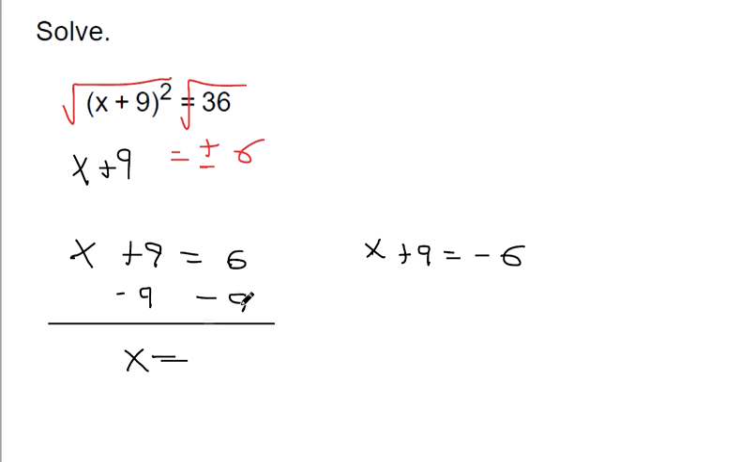So if you do that, 6 subtracted by 9 makes negative 3. And then subtract 9 from both sides over here. And so use a calculator if you have trouble with the negative signs, but that's a negative 6 subtracted by 9. You're going further back in the negatives. Those are our two solutions.